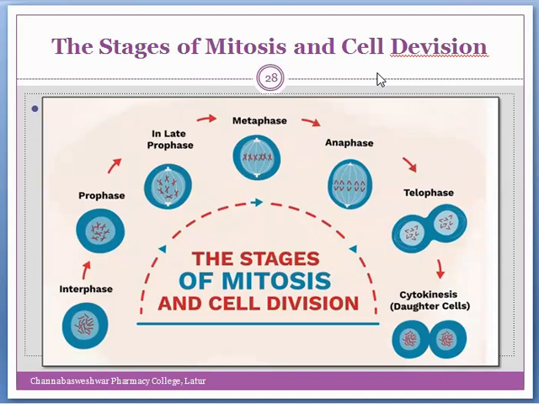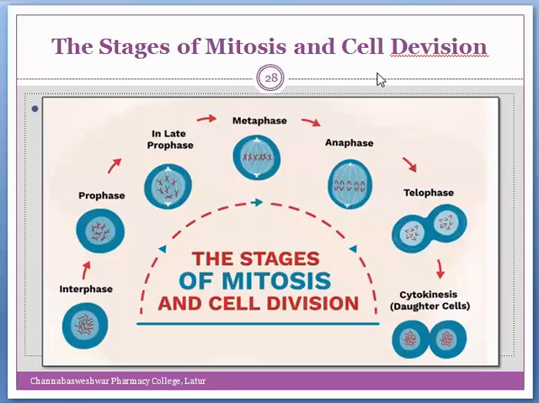And last, you can see telophase. Again there is separation of cytoplasm, where the cell is divided into two equal parts, that is telophase. And through this it forms cytokinesis, the formation of two daughter cells. After that, it forms two daughter cells. And this is about the stages of mitosis and cell division.